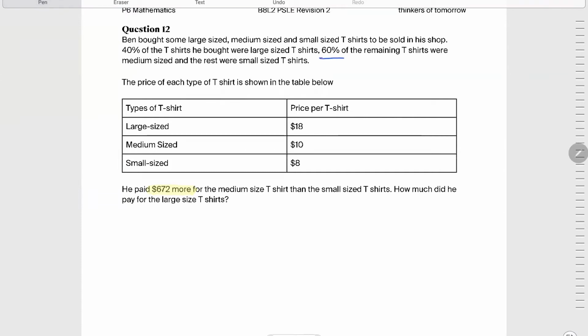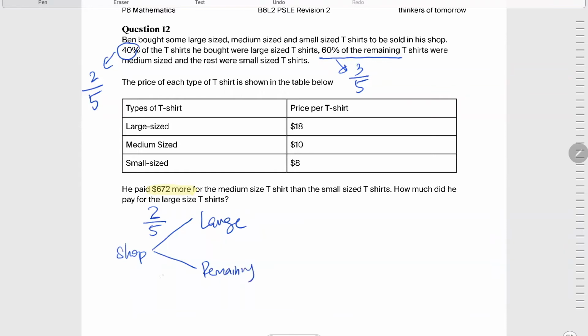Now, what does 60% of the remaining mean? Actually, what I would do would be to convert this into a fraction, which is 2/5. I convert this into a fraction, which is 3/5. Okay, so if I have the shop, large would be 2/5. And then this is called the remaining, which would be 3/5, of which 60% of the remaining were medium.